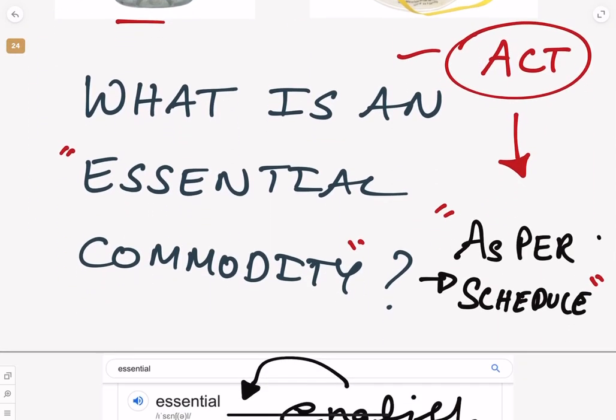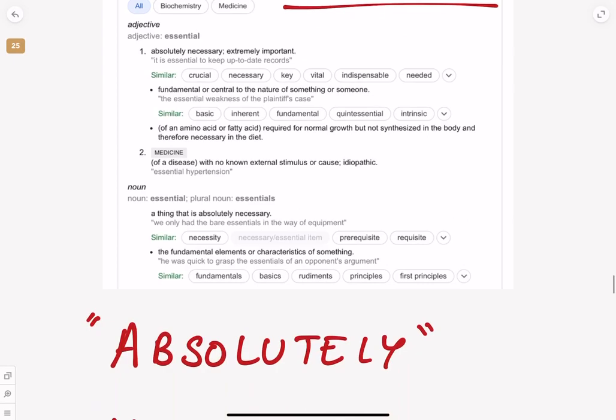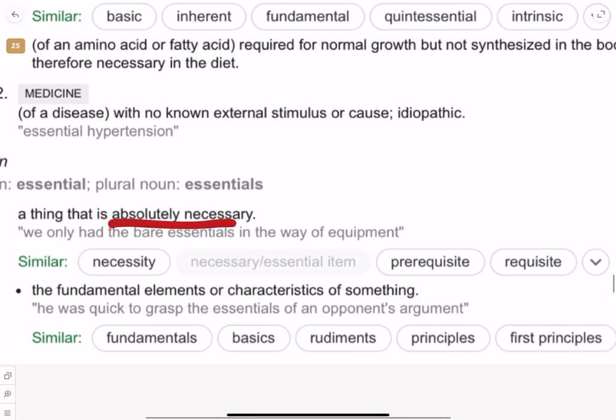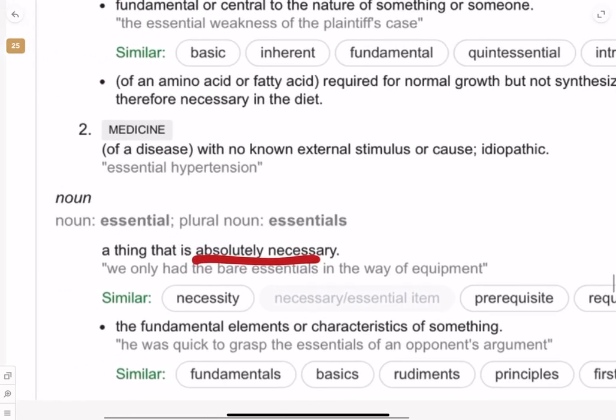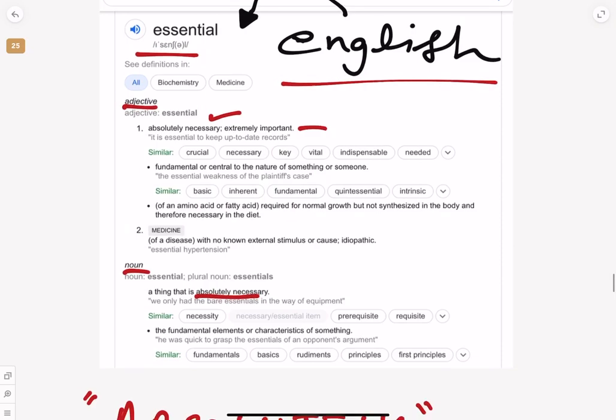So now in the Act, what are essential commodities? They simply say essential commodities means any commodity which is as per the schedule. That's all. They don't go into more detail. Before that, we should understand the simple English meaning. What does the word essential mean in English? If you look at it, it says a thing that is absolutely necessary. That is the noun. Even if you look at the adjective, it says absolutely necessary, extremely important. So something which is very, very important is essential.